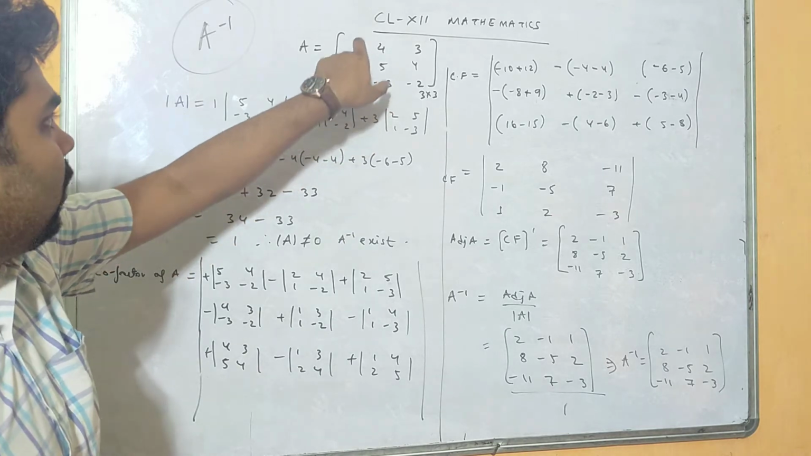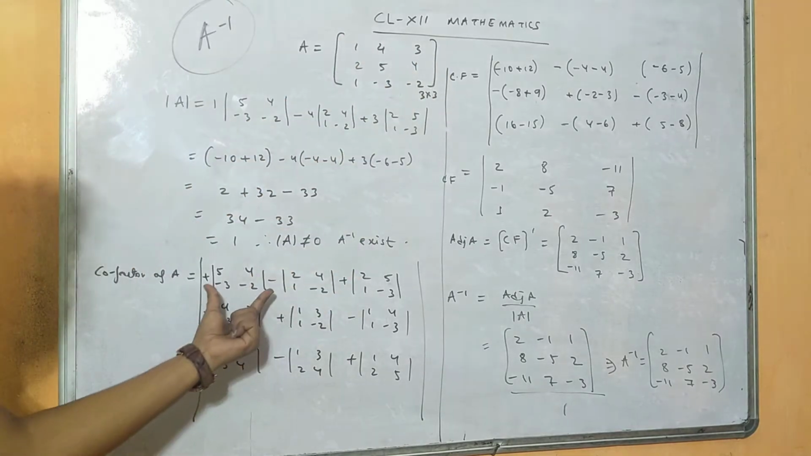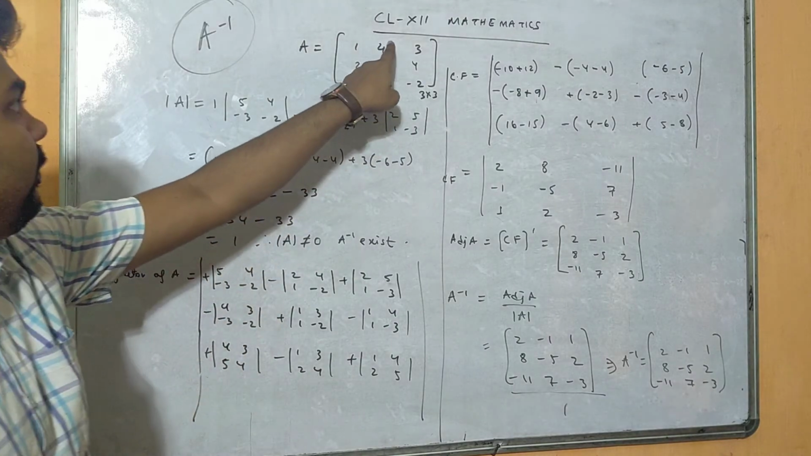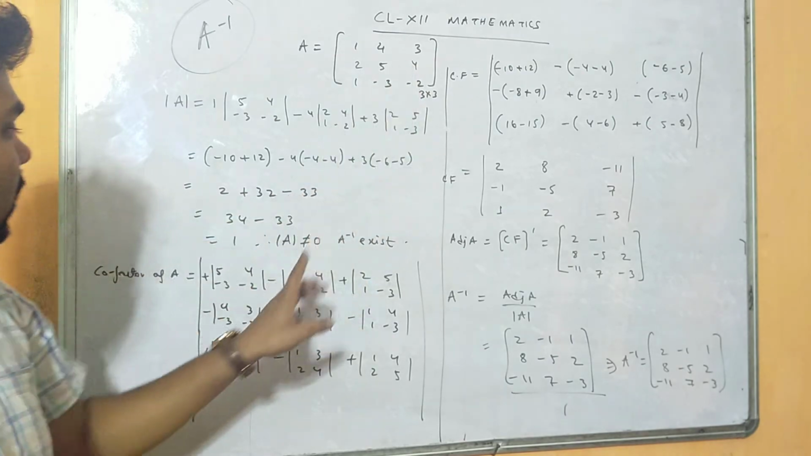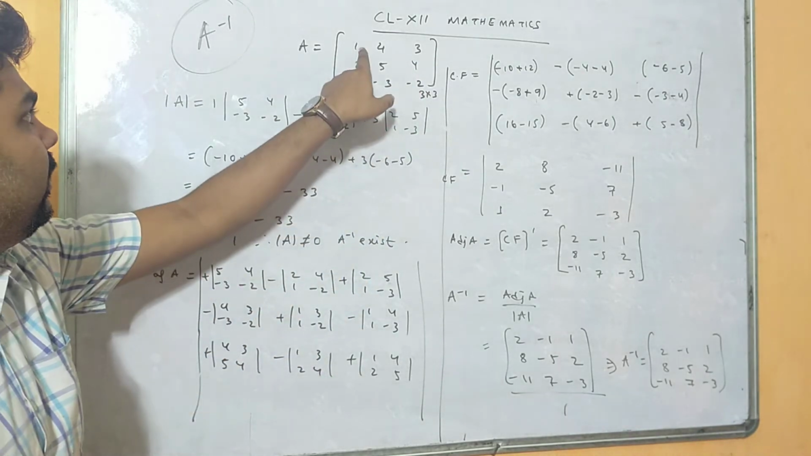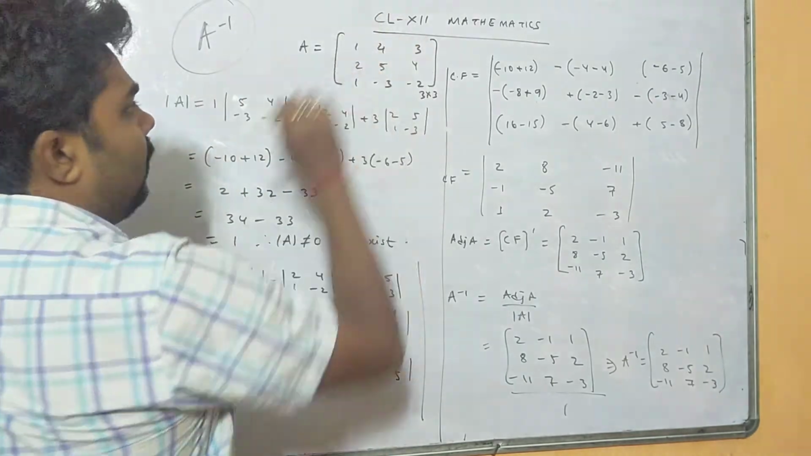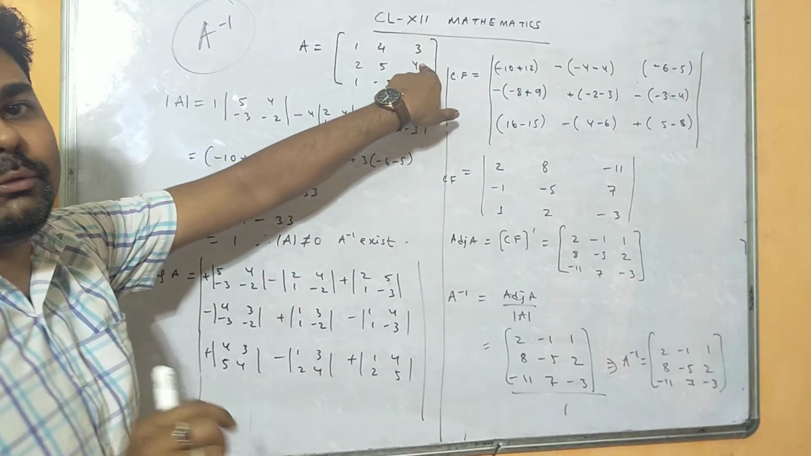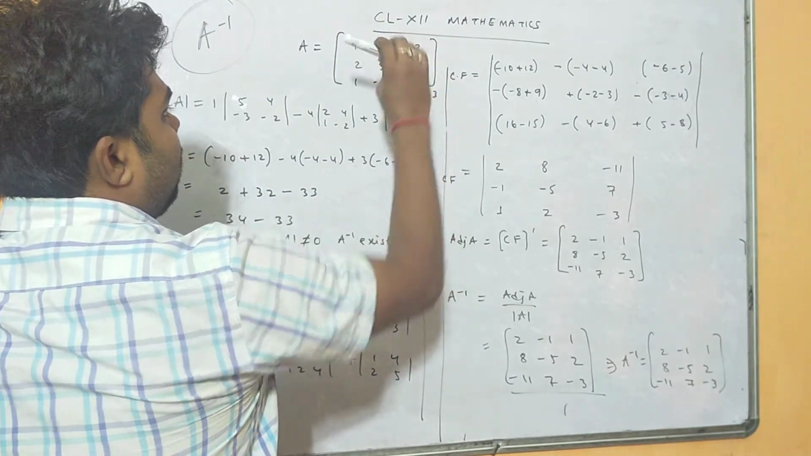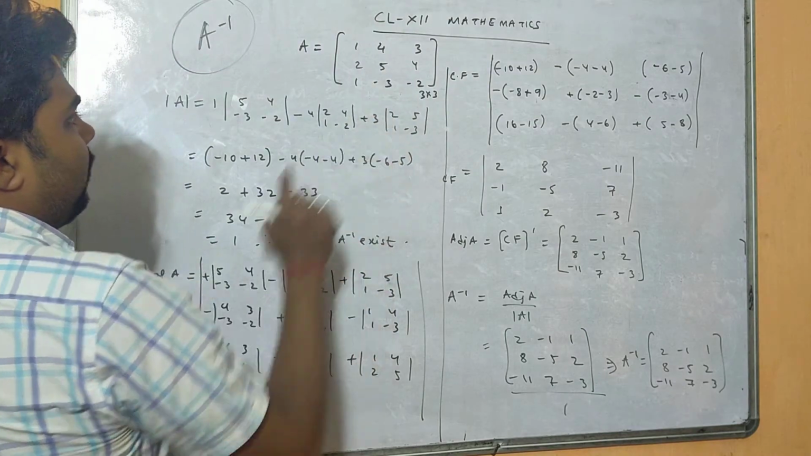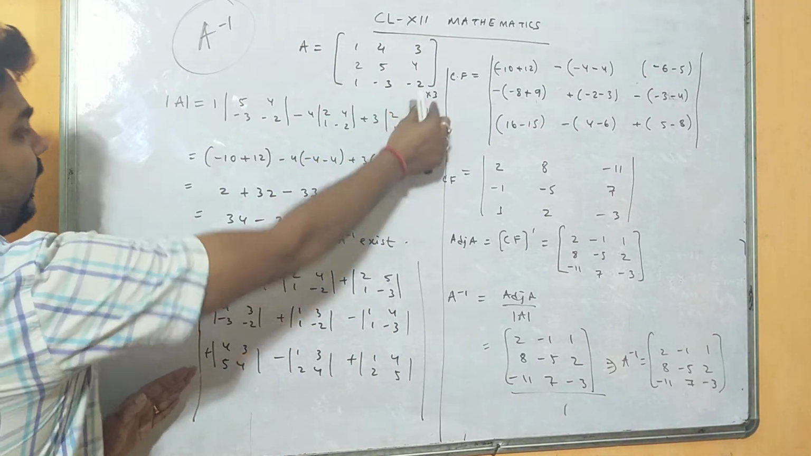Now you see, for this element, when you hide the corresponding row and column, we will get 5, 4, minus 3, minus 2. That means 5, 4, minus 3, minus 2. Similarly, for this element, we will hide the corresponding row and column, we will get 2, 4, 1, minus 2. That means 2, 4, 1, minus 2. So similarly, for each and every element, we will hide the corresponding column and row. For example, 4. We want to find the minor of 4. That means we will hide the corresponding column and row. Then we will get 1, 4, 1, minus 3. Right? So like this, we will find a minor for each and every element.